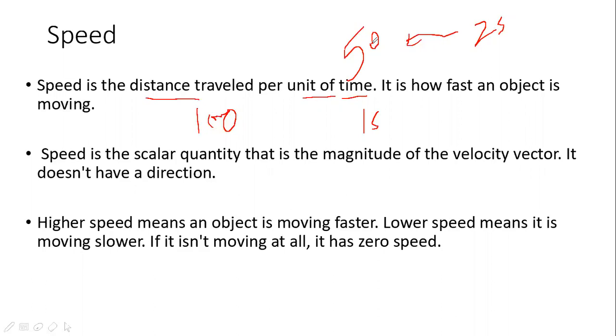The speed of a body in a definite direction is called velocity. If speed has direction, it will be velocity. If distance is covered in unit time without knowing the direction, then it is called speed. Higher speed means an object is moving faster. Lower speed means it is moving slower. If it is not moving at all, it has zero speed.